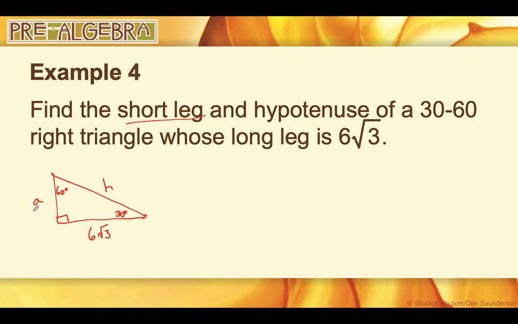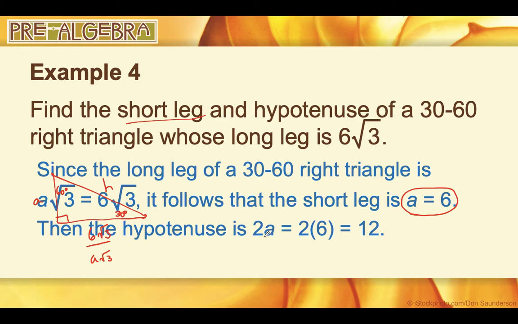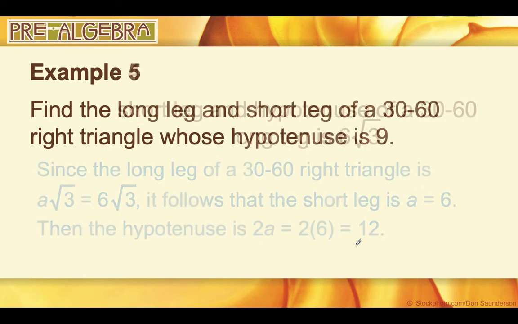How do we find A? Well, remember, to go from A to the long leg, we had to multiply it by the square root of 3. Therefore, what is A? Well, A is going to be 6, because 6 times root 3 would give me 6 root 3, which is the side opposite the 60 degree angle. Now what's my hypotenuse? My hypotenuse is 2 times A. We just found what A is, so my hypotenuse is 12.